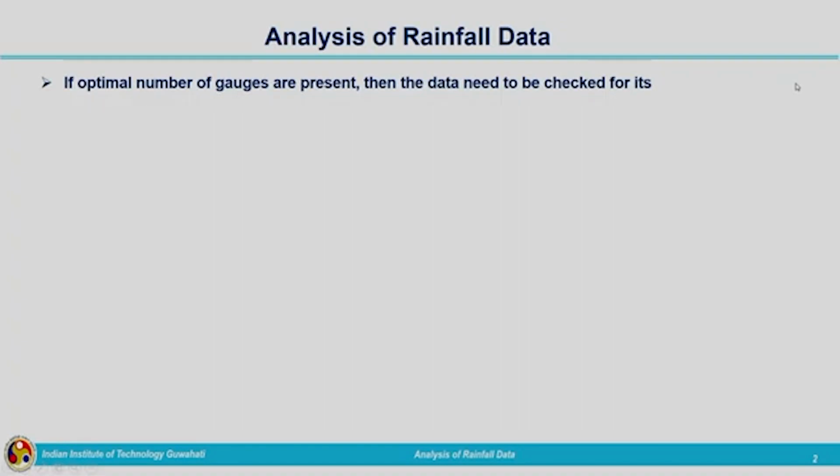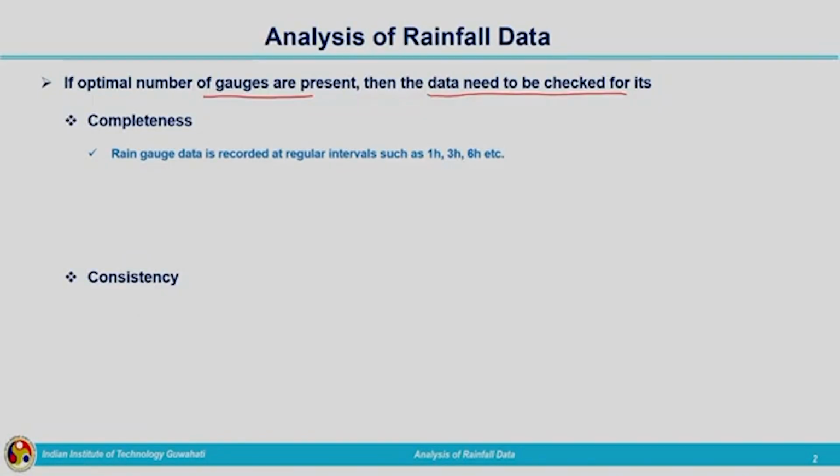We have seen the network of rain gauges and the optimal number of rain gauges. If the optimal number of rain gauges are present, the data which we are using for hydrologic analysis or any purpose needs to be checked for its completeness and consistency. Completeness means whether the data series is complete. If we are collecting 30 years of data, the complete 30 years of data should be available with us, and the data which we have collected should be consistent, that is, there are no inconsistencies in the data. This check needs to be carried out before making use of the data for any analysis.